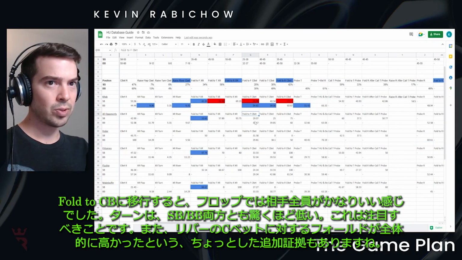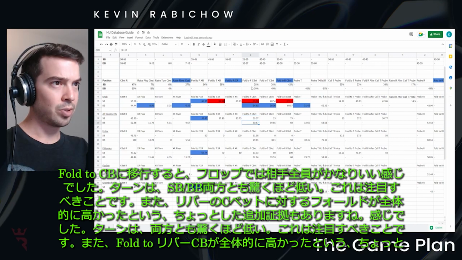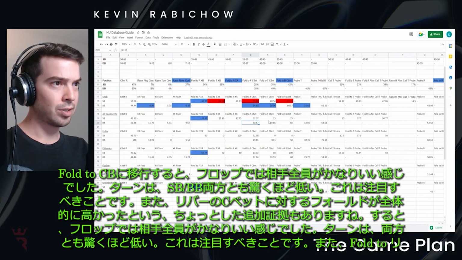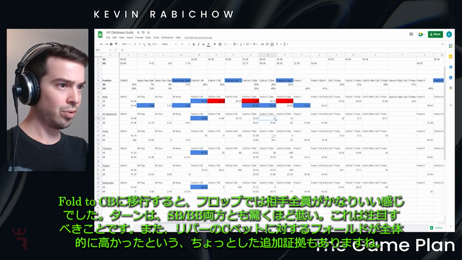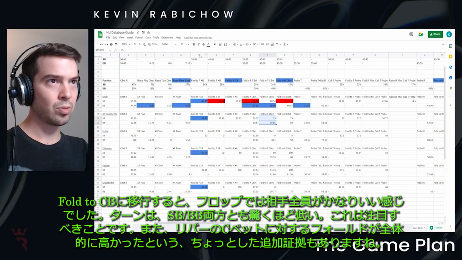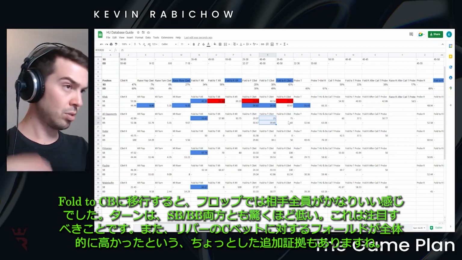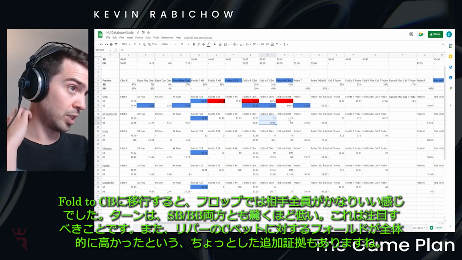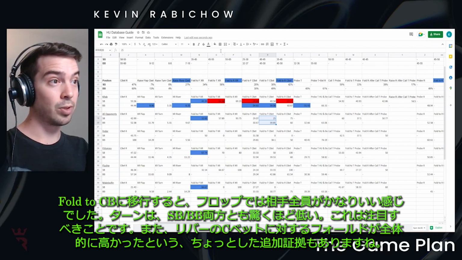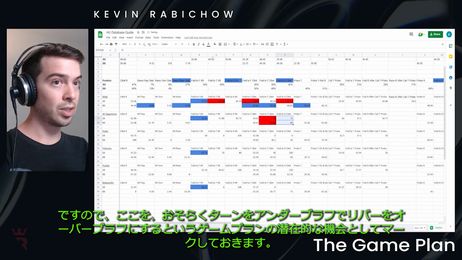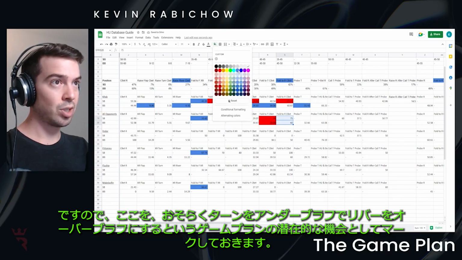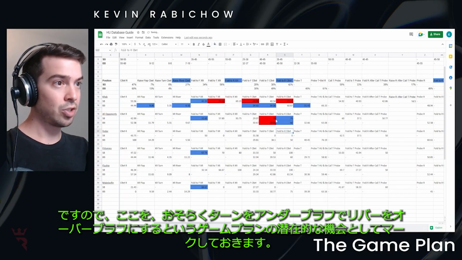Moving on to fold to c-bet. All opponents did pretty well on flops. Turn, surprisingly low on both. So this is noteworthy. And also this, a little bit of additional evidence that their fold to river c-bet was collectively high. So marking this as a potential opportunity for my game plan to underbluff turns and overbluff rivers.